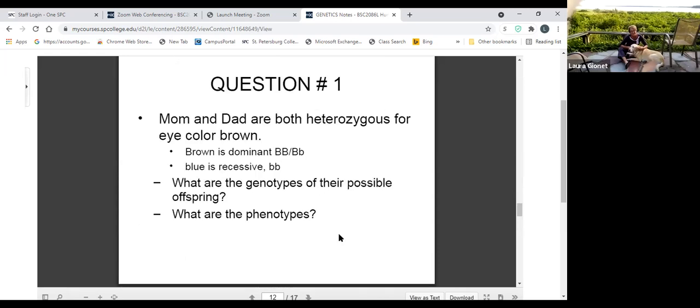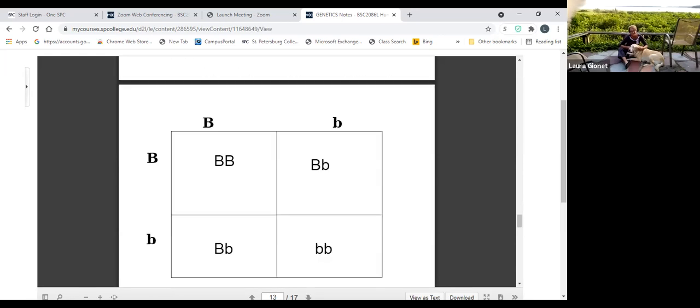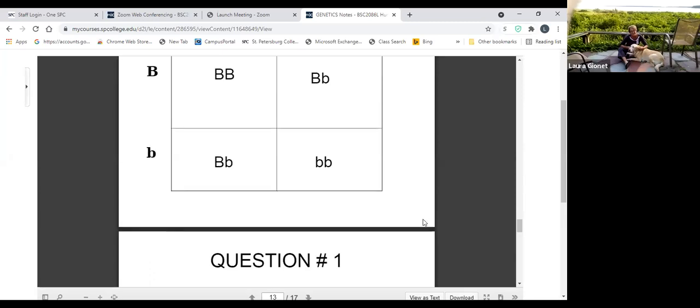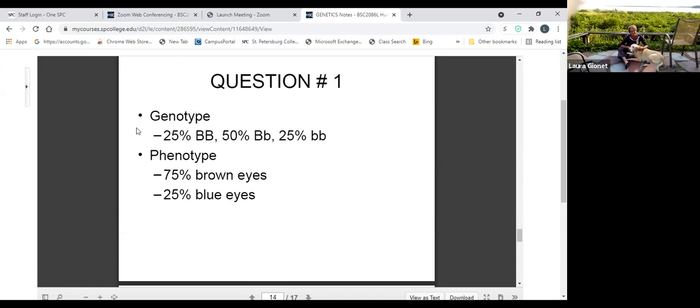Okay, so it says question number 1, mom and dad are both heterozygous for eye color of brown. Brown is dominant, blue is recessive. What are the genotypes of their possible offspring? What are the phenotypes? You can test yourself with that. So then these would be the outcomes. So these are the answers to it. The genotypes are 25%, 50%, and 25%, as I stated before. The phenotype is putting meaning to that. So 75% would be brown eyes and 25% would be blue eyes.